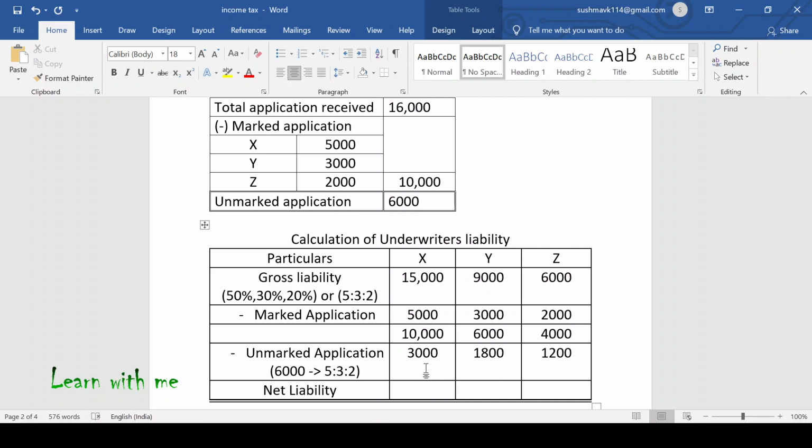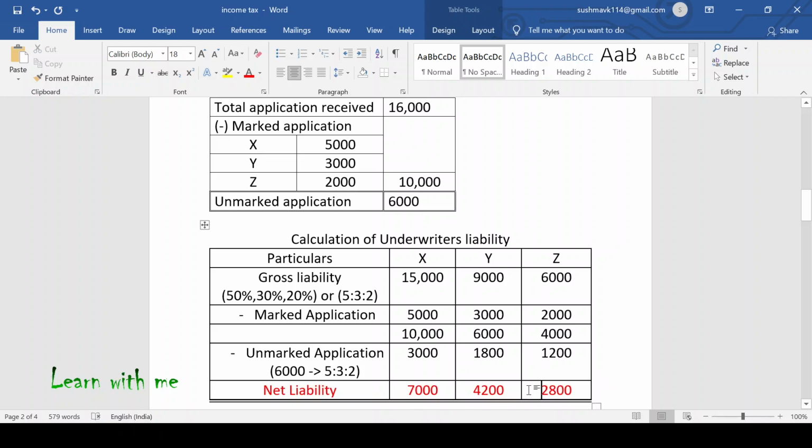So now you have to deduct again. Whatever amount you have got, you have to deduct it from the amount above. So 10,000 minus 3,000 you will get 7,000, and 6,000 minus 1,800 you will get 4,200. 4,000 minus 1,200 you will get 2,800. So what is this? This is the net liability of underwriters.